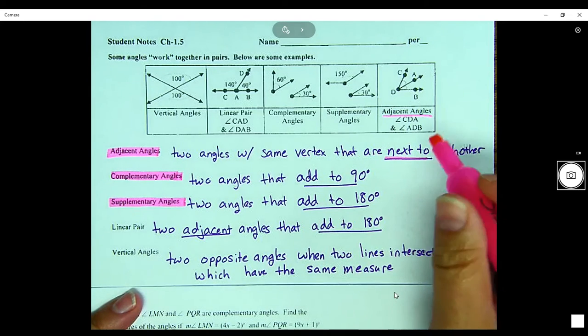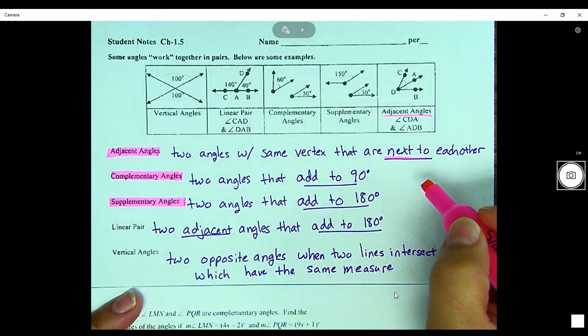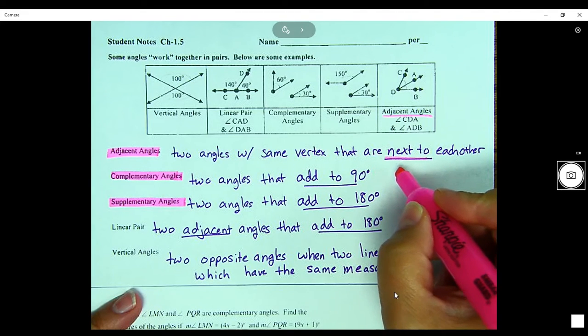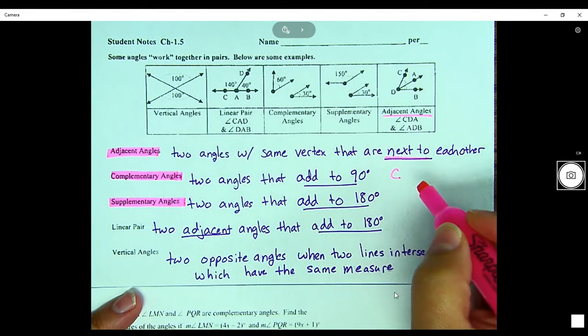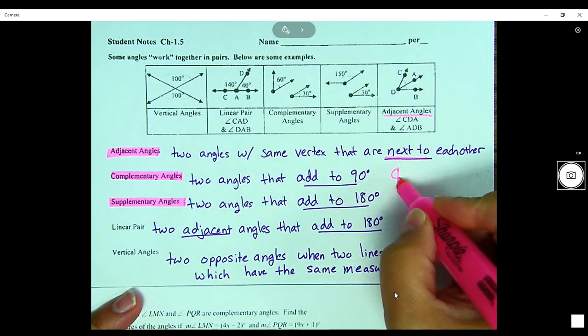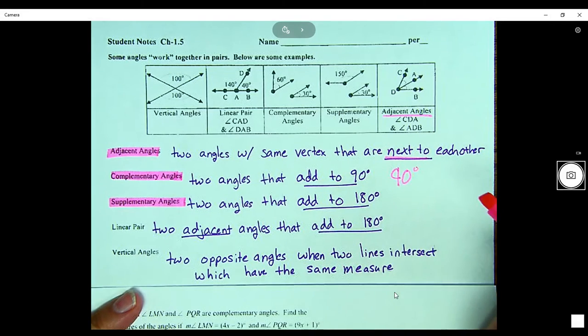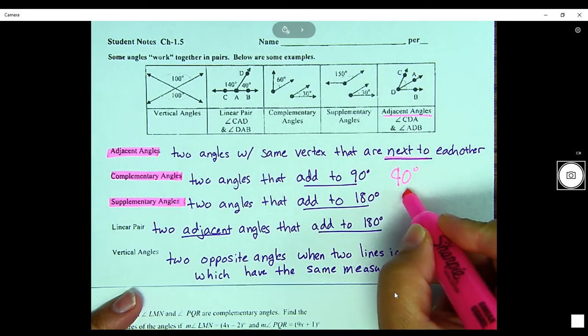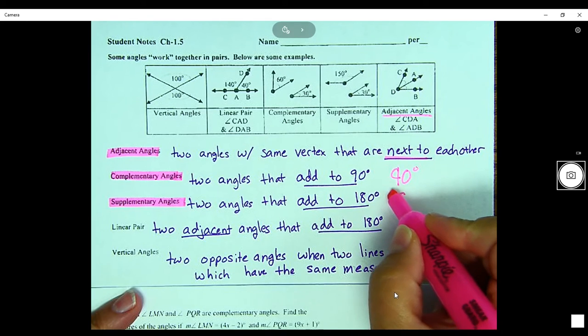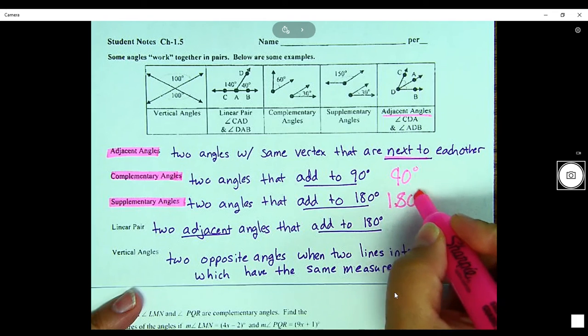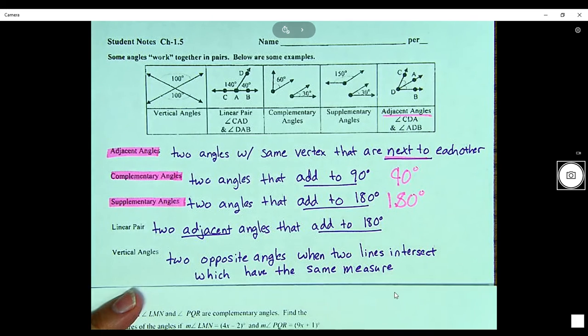So one thing that people do sometimes is they think of little ways to remember things. So like complementary angles starts with a C, right? But they add to 90 degrees. Supplementary angles starts with an S, but they add to 180 degrees. That might help you remember it just a little.